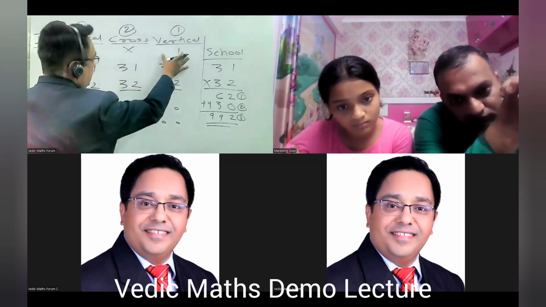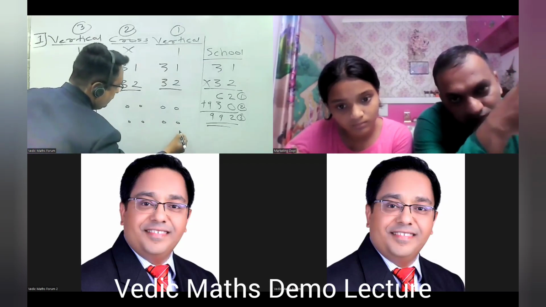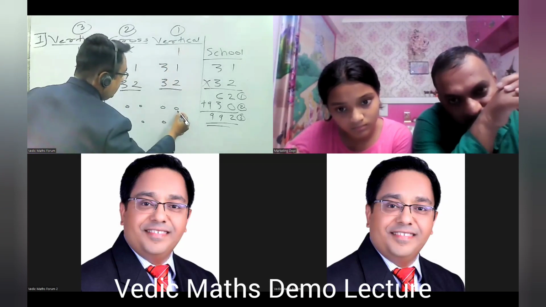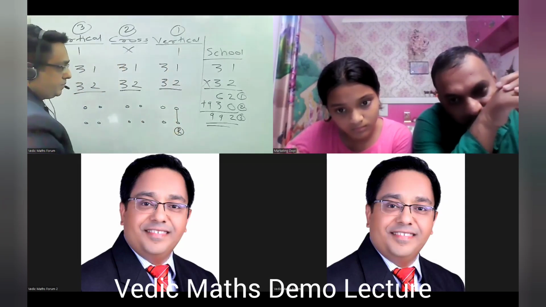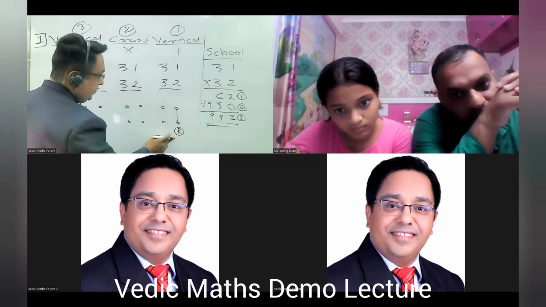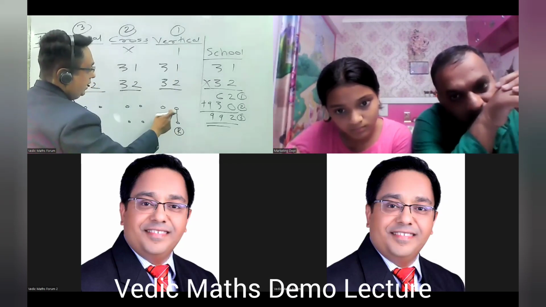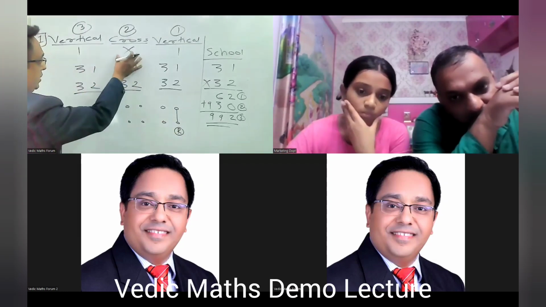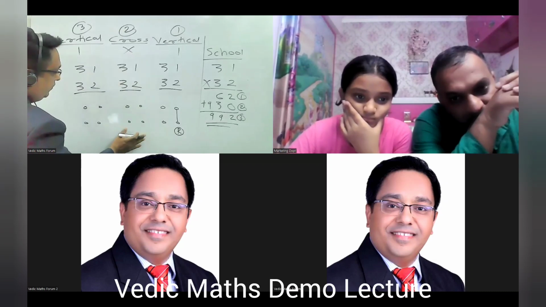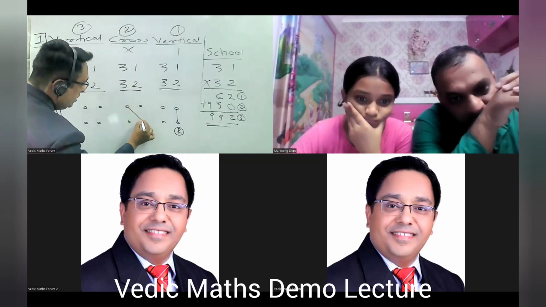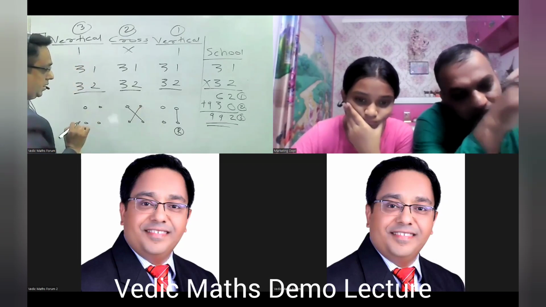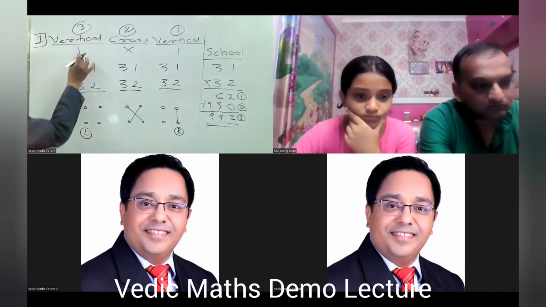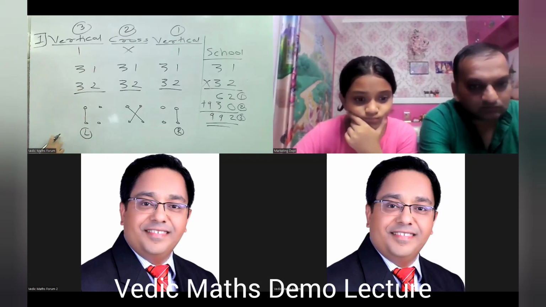Now, step number 1 is vertical. So for the first step, for the rightmost step, draw a vertical line between the rightmost circles. Now step number 2 is cross. So for the second step, for the middle step, draw cross lines between all these circles. And for the last step, for the leftmost step, draw a vertical line between the leftmost circles.